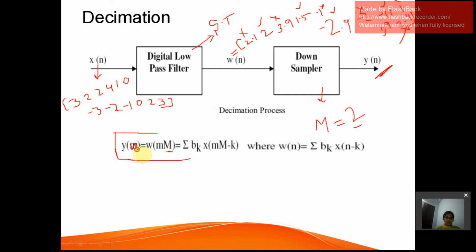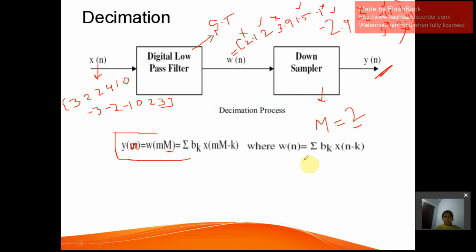Why is there confusion? Just follow the same notation. What is y of n? It is the downsampled version of the filtered output of this input sequence. So this is represented as y of n is equal to w of n M. It has been downsampled with the factor of M. That's why it is w of n into capital M.